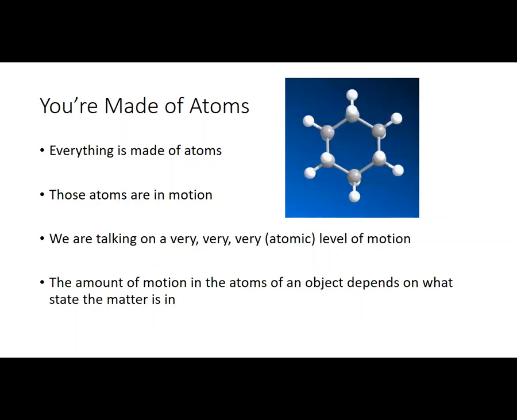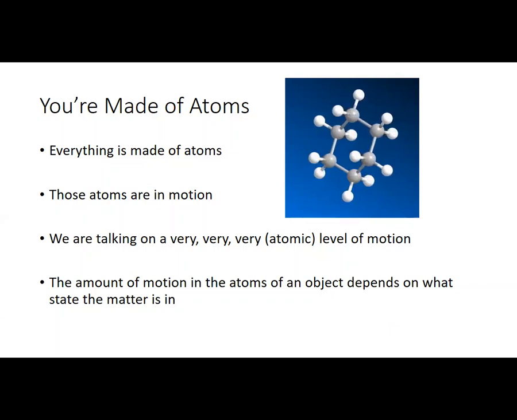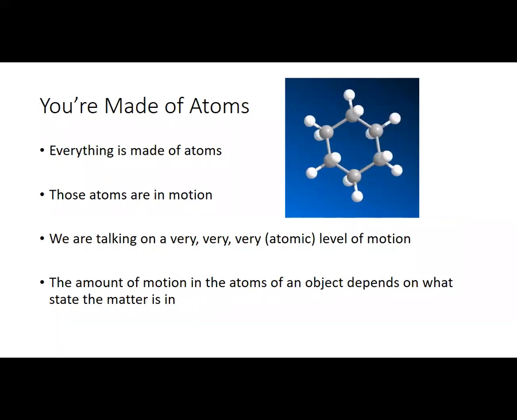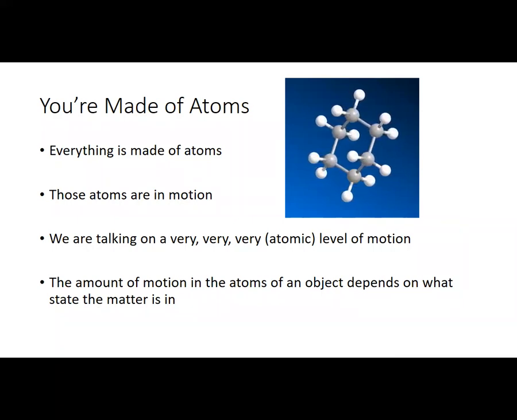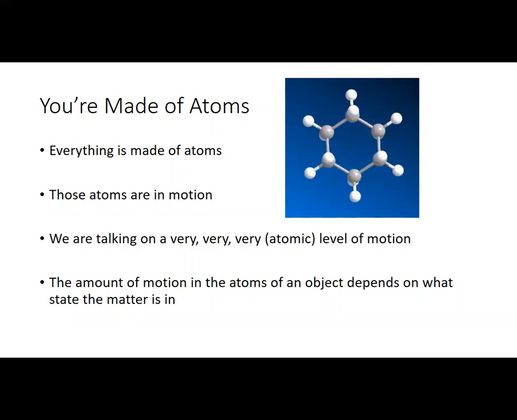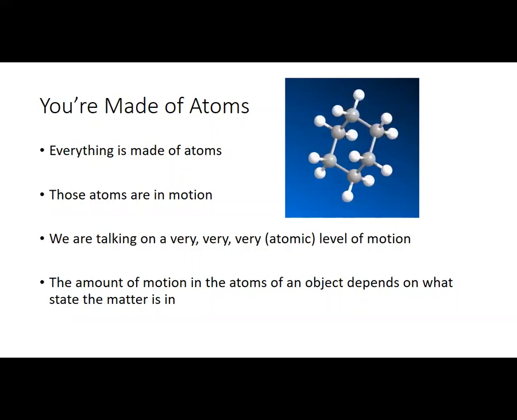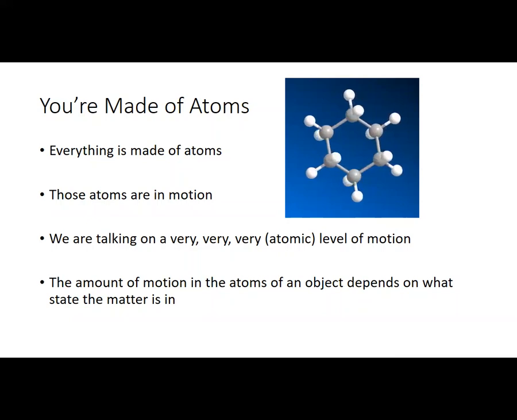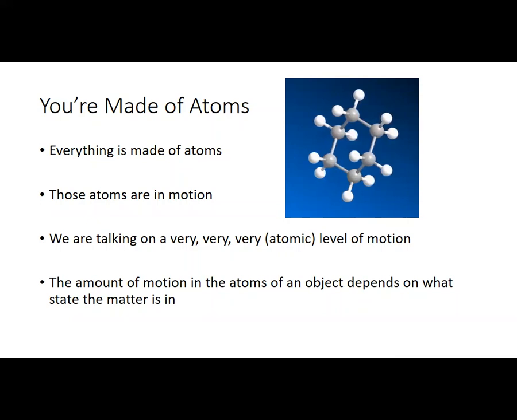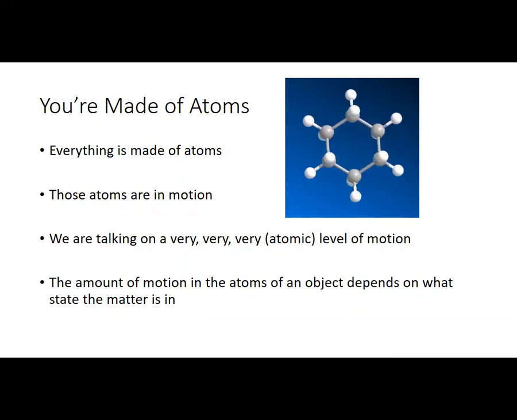What we need to understand is everything is made up of atoms, okay? The air we breathe, the ground that we're walking on, the chair you're sitting in, the computer you're working on, you yourself, everything is made of atoms. And the other thing that we need to understand is all of these atoms are in motion. It doesn't have to be a lot of motion, but they are all in motion, and that's really key. All atoms are moving, okay? We're talking, again, on a very, very small atomic level of motion. And the amount of motion that an object has really depends on what state of matter that object is in.